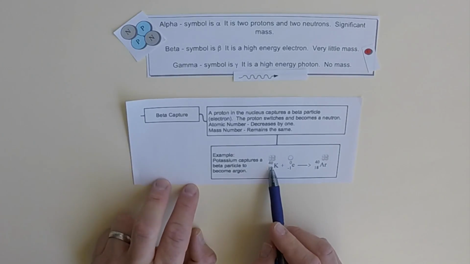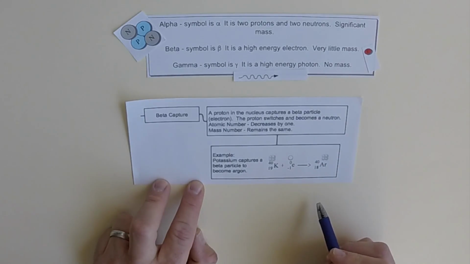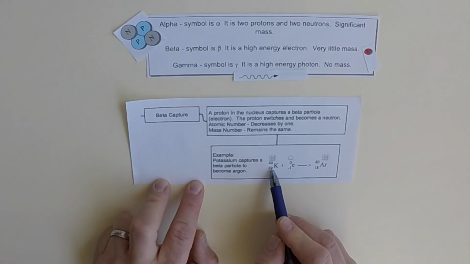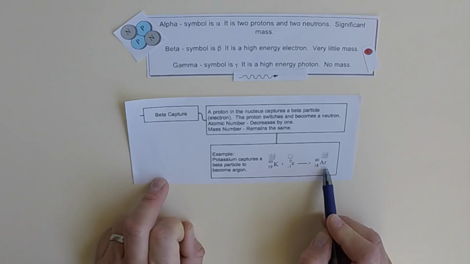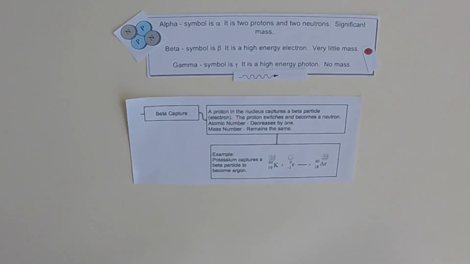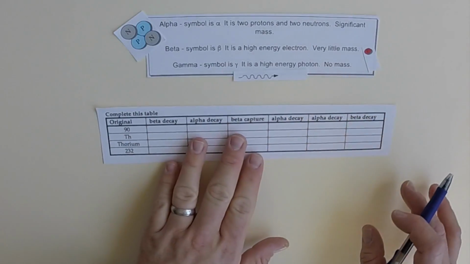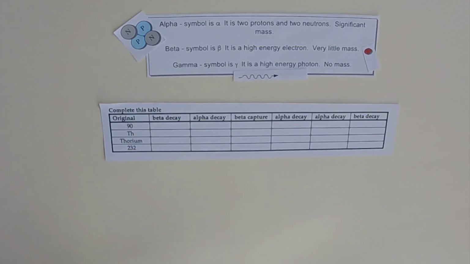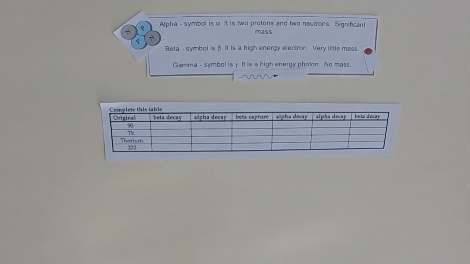So here, mass number is the same. Potassium 40 captures a beta particle, and it becomes argon 40, a noble gas. So mass number is the same. Atomic number goes from 19 to 18. 18 is the atomic number of argon, and that is the element now that we're looking at. So that's beta capture. Now, one of the activities is to work through these tables. And this table describes a decay chain, which is a series of decays that an atom can experience.